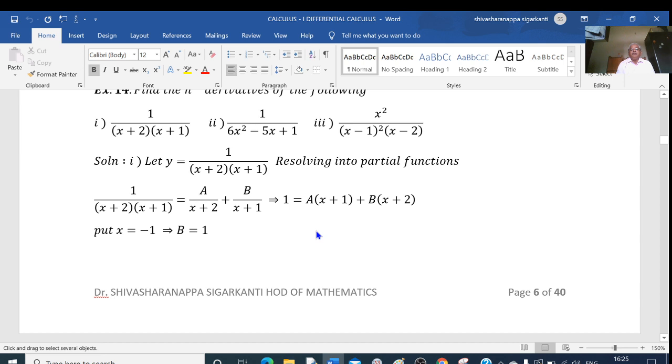To find the value of a, I want to make this bracket 0. For that, I have to put x equal to minus 2. If I put x equal to minus 2, left hand side is 1 as it is. Right hand side, minus 2 plus 1 is minus 1. Minus 1 into a, this is minus a, plus this term is 0. That is minus a equal to 1 or a equal to minus 1. So I am getting a equal to minus 1 and b equal to plus 1.